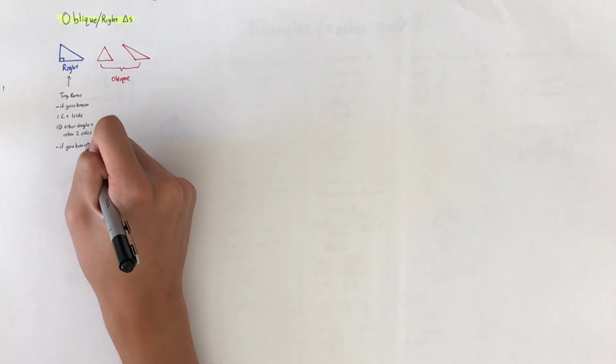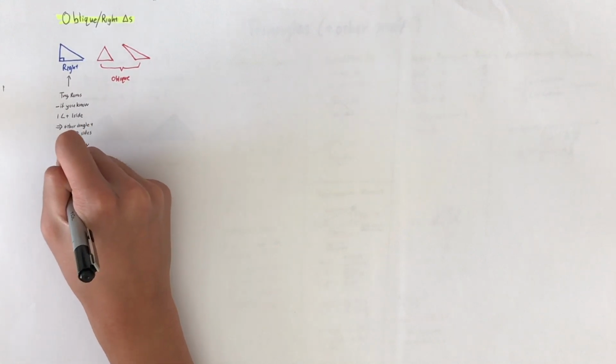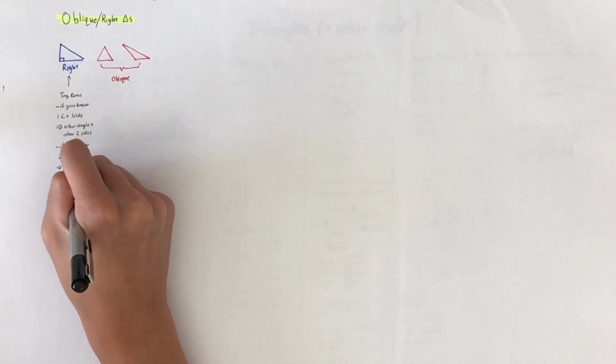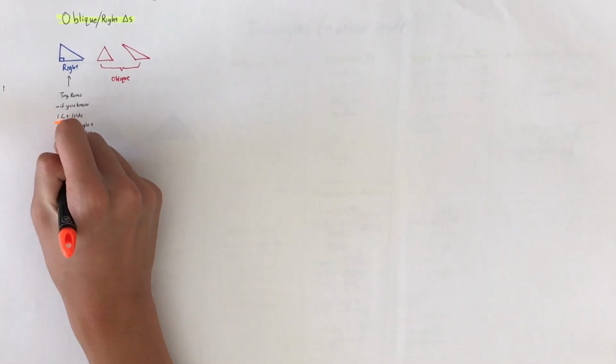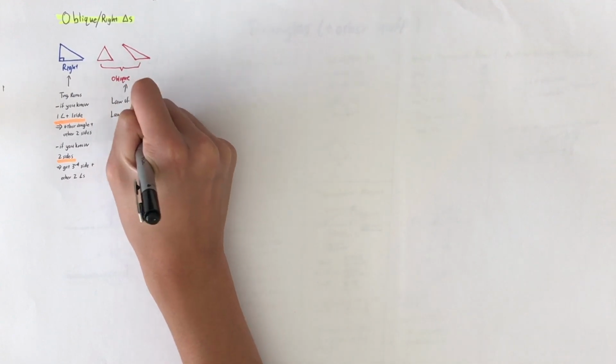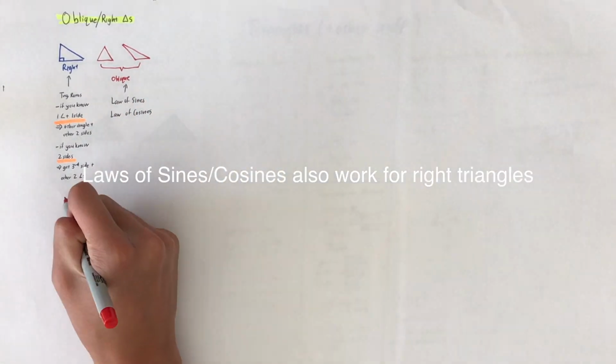If you know two sides but no angles, except the right angle, then you can just use the Pythagorean Theorem to find the length of the third side, and then use inverse trigonometric ratios in order to find the measures of the other two angles. But in oblique triangles, you can't do that because trigonometric ratios only apply to right triangles. So in oblique triangles, you're going to be using the law of sines and the law of cosines instead.